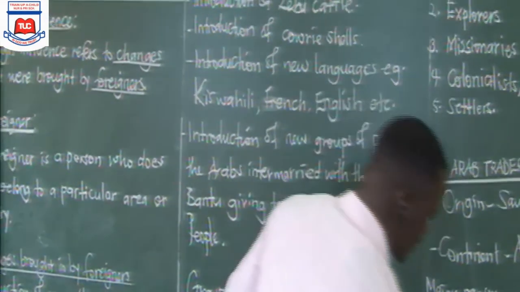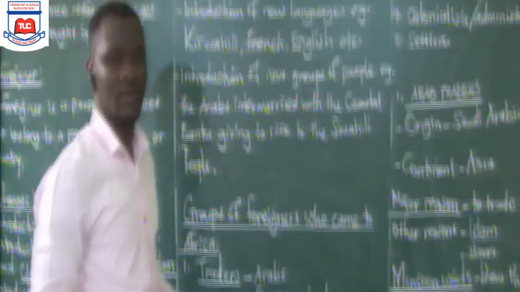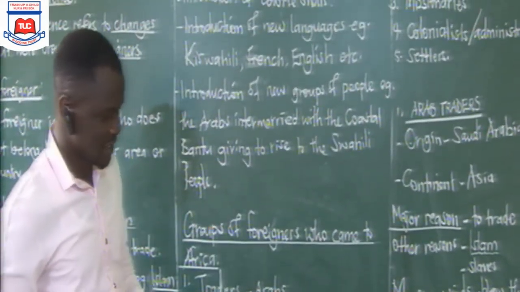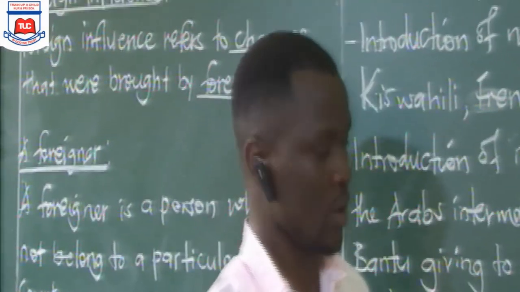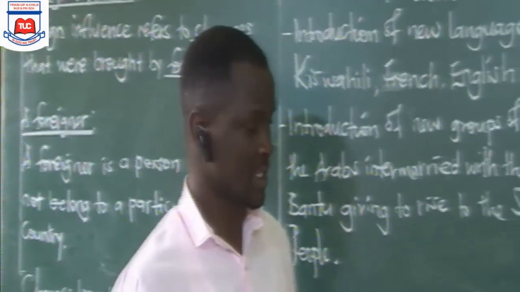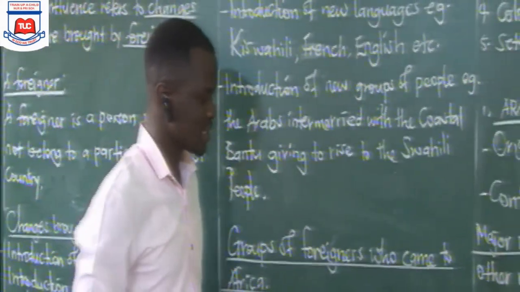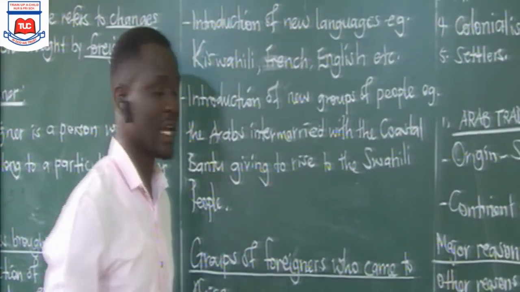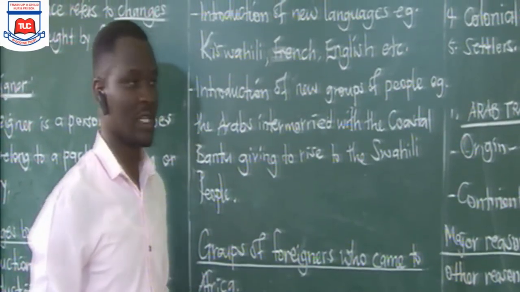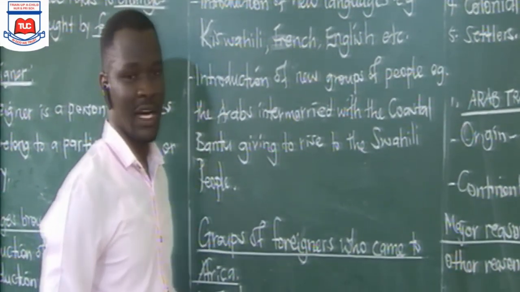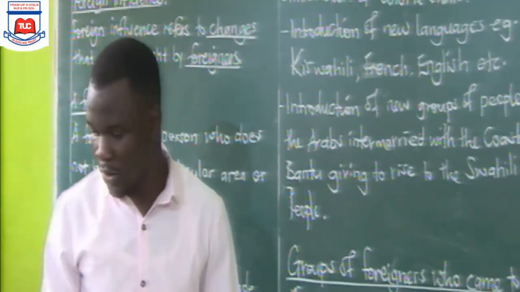Then a question can also ask you, how important were the monsoon winds to these Arabs? Like I said at first, these winds could help to blow or move the boats, these dhows, towards the East African coast. And at the end of it all, it was helping them to fasten their movement, and they found themselves at the East African coast. So that is about the monsoon wind.